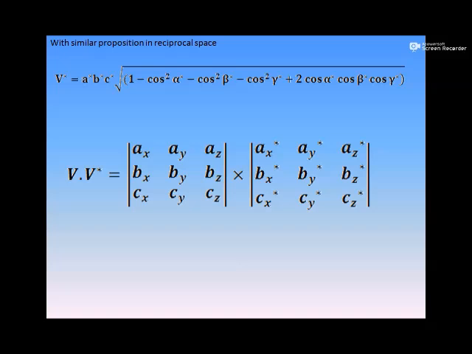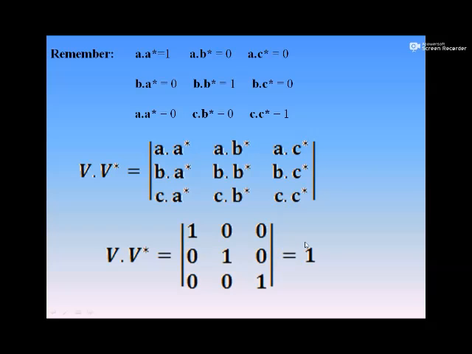Now if you just multiply V with its reciprocal lattice volume, so direct lattice volume V and reciprocal lattice volume V star, what you will get is the determinant of ax, ay, az, bx, by, bz, cx, cy, cz multiplied by ax star, ay star, az star, bx star, by star, bz star, cx star, cy star, cz star. And remember the relation among these: a dot a star equals 1. So diagonal elements are 1 and other cross terms are 0.